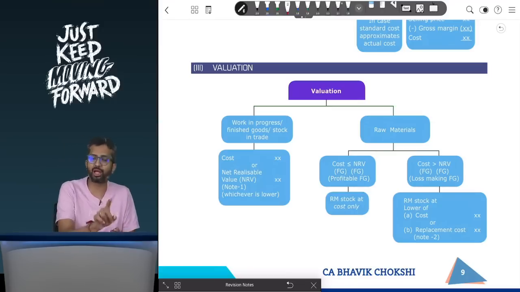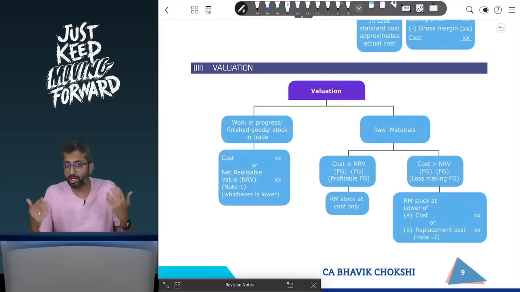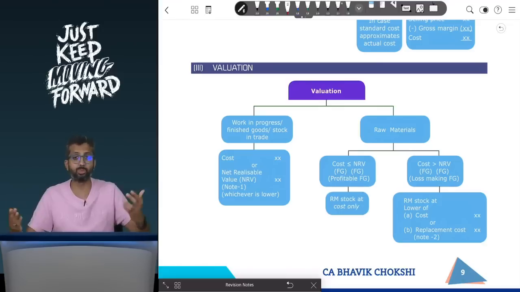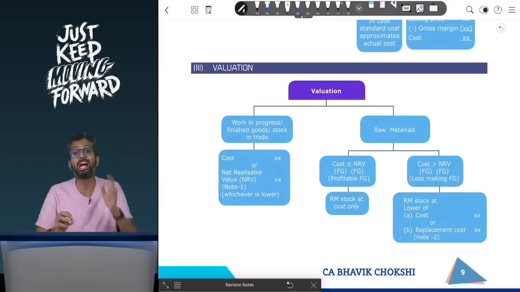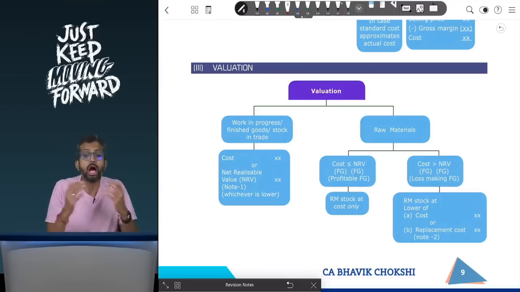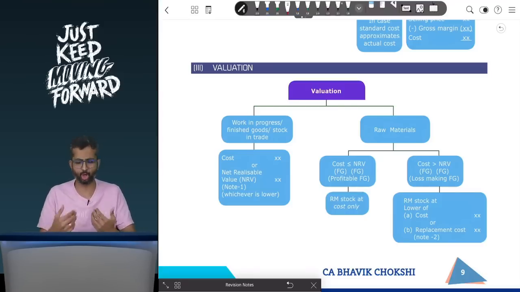However, if the NRV of the finished goods is less than the cost of the finished goods, that is, it is a loss making finished good, then the standard believes that, well, if the finished good is loss making, maybe you might not use the raw materials to make that finished good, in which case you will have to sell the raw material. Hence only and only in such case, that is, the NRV of the finished goods being less than the cost of the finished good, you will record the raw materials at the lower of cost or replacement cost, whichever is lower.